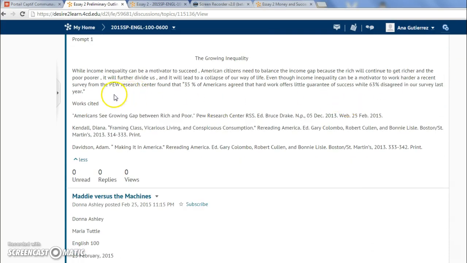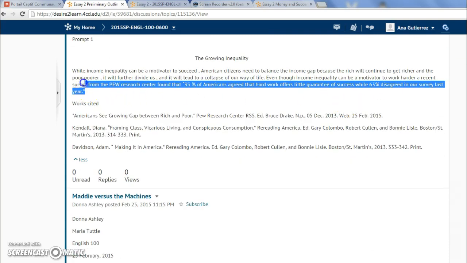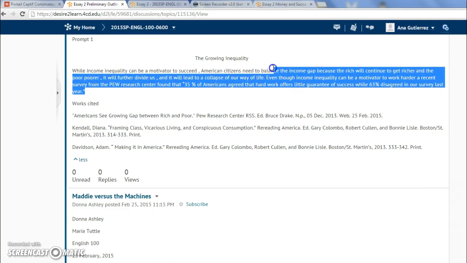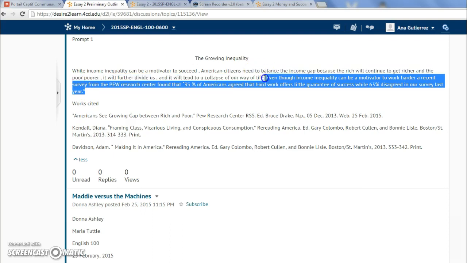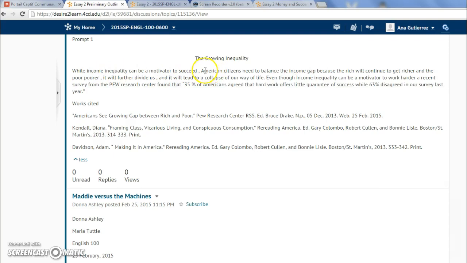Look, I'm just looking at this last sentence, which should essentially be your thesis, and you actually end with a quote, which is not very helpful to the reader, because you don't end with a quote, you end with the answer to the essay question. So it looks like here you say income inequality can be a motivator to succeed, but you need to balance the income gap because the rich get richer and it will further divide us and lead to a collapse of our way of life.